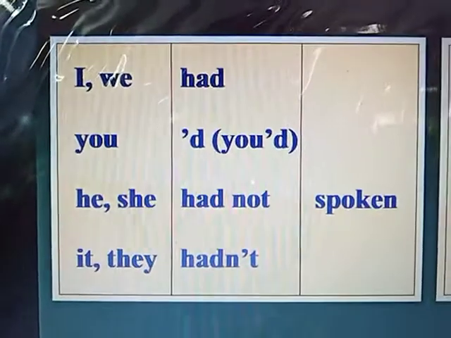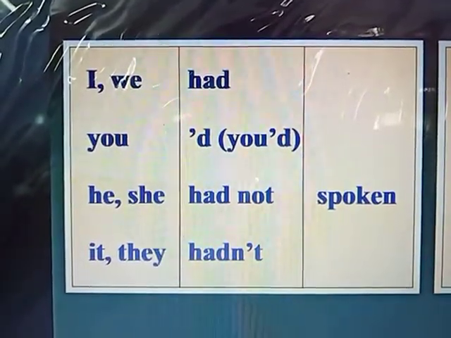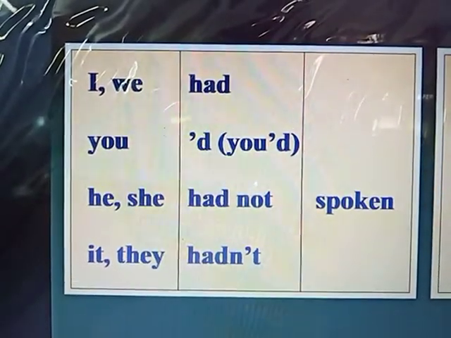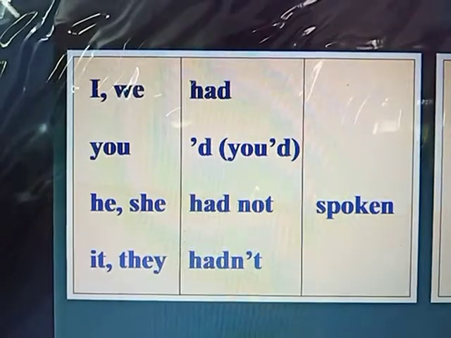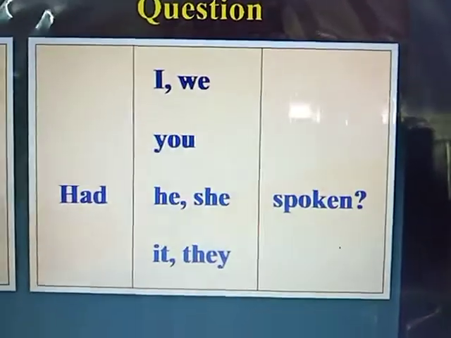Forms of past perfect tense. I, we had. You had, you'd. He, she had not. It, they hadn't spoken. Question: Had I, we, you, he, she, it, they spoken?